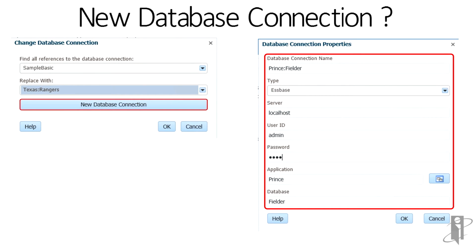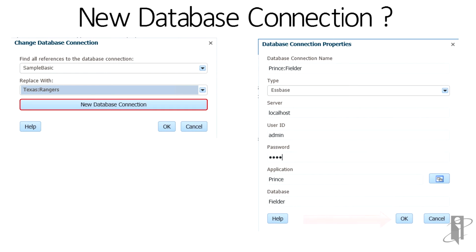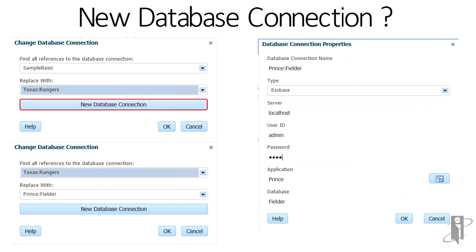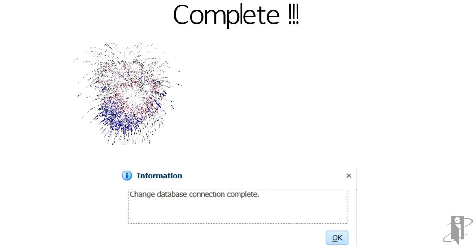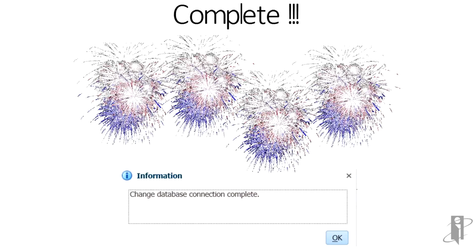Fill in the information with data source name, Essbase server name, your LAN ID, and password. Then select the application and database. Once that is complete, select OK. Now the new connection shows up in the Replace With field. After you select OK on the previous window, a box will pop up saying the database connection is complete.